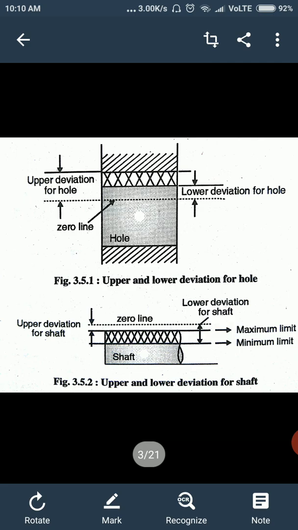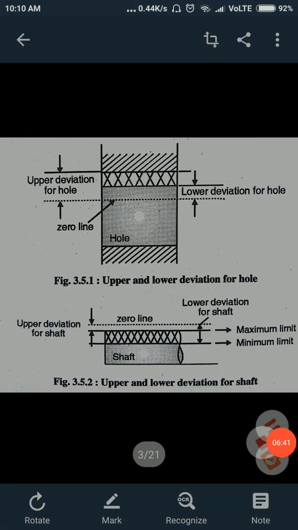And for a basic hole, the lower deviation is 0. That means the minimum limit of the hole and basic size will be exactly the same, called basic hole. So these are the two concepts, basic shaft and basic hole, under fundamental deviation.